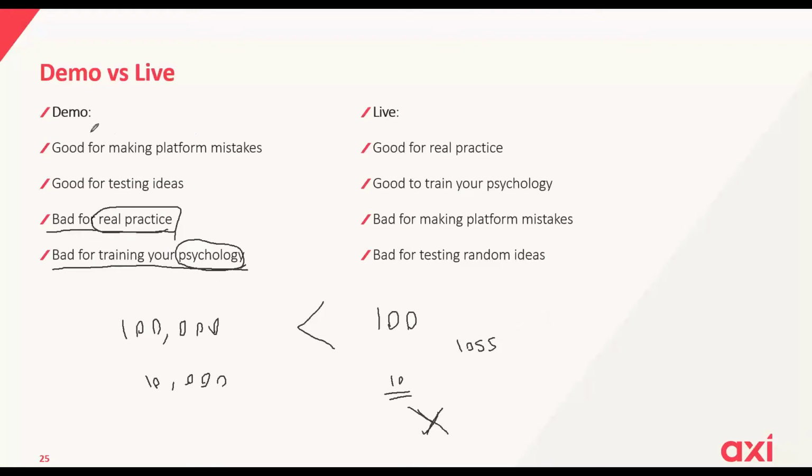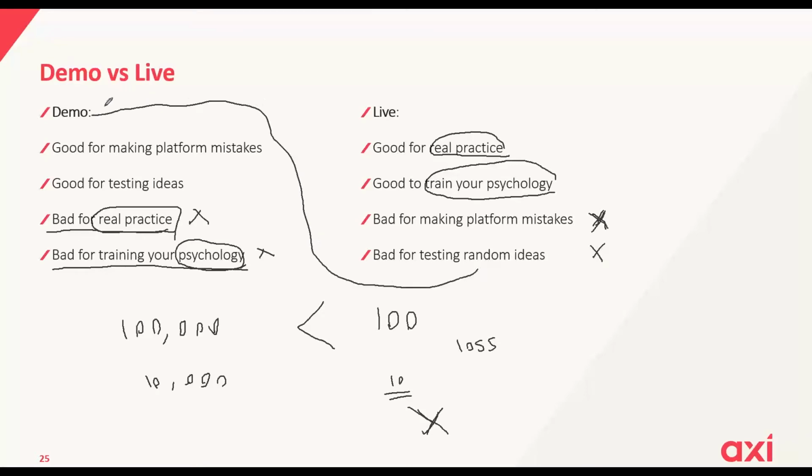So that is a problem with demo versus live. For demo, it is bad for practice and it's bad to train your psychology. For a live account, it is really good for you to practice and to train your psychology. But it is bad if you're just getting used to the platform, and like earlier, you just made a couple of platform mistakes. And if you're testing random ideas, please don't test them on a live account. Please test them on a demo account.